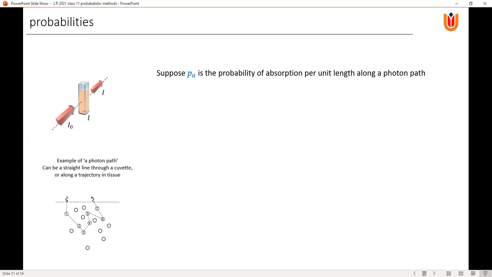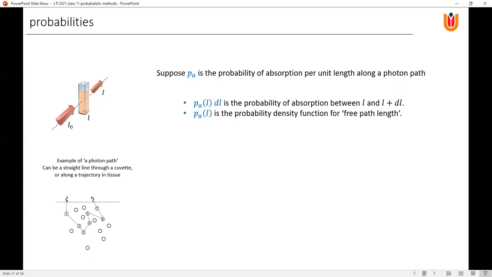And PA is the probability of absorption per unit length along the path of the photon. Because there is no absorption, no scattering, in this case the photon path will be straight. But in a scattering medium, that could also be a curved path, so just along the trajectory that the photon takes.